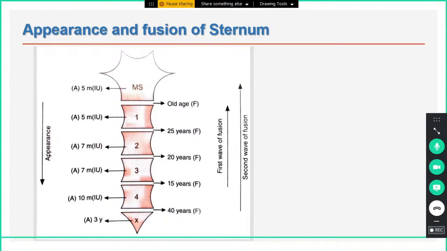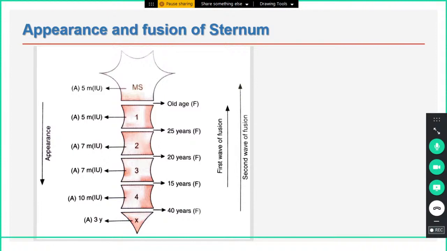All these fusions are important to estimate age. Here you can remember parts of sternum. There is manubrium, 4 parts of body, and xiphoid, so there are a total of 6 parts of sternum. First two are at 5 months of intrauterine life, second also 5, then 7, 7, 10, and then 3 years of age. You can remember as 7, 7, 5, 5, 7, 7, 10, and then 3 years of age. The above ones all appear in intrauterine life. Xiphoid gets fused last, around 40 years of age.